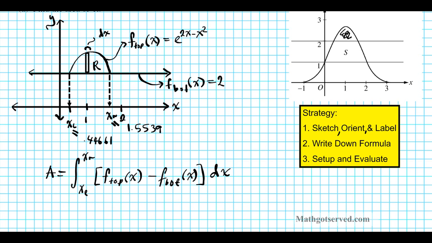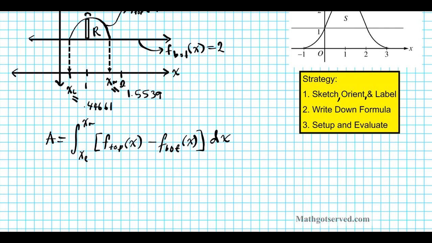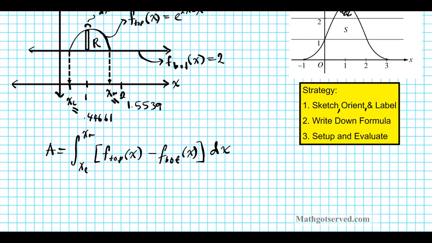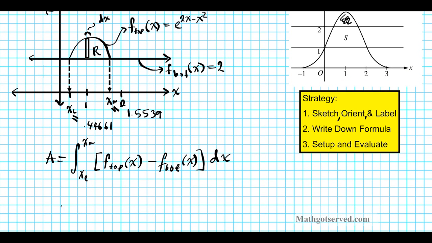Okay, now we're going to plug the values into the integral, and then we'll evaluate. The area is going to be the integral from x left, which is 0.44661, to x right, which is 1.5539, of f top as e to the 2x minus x squared.